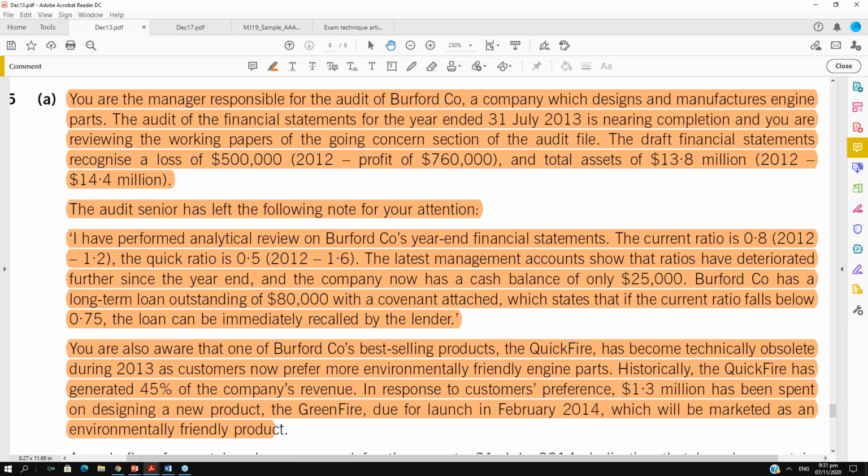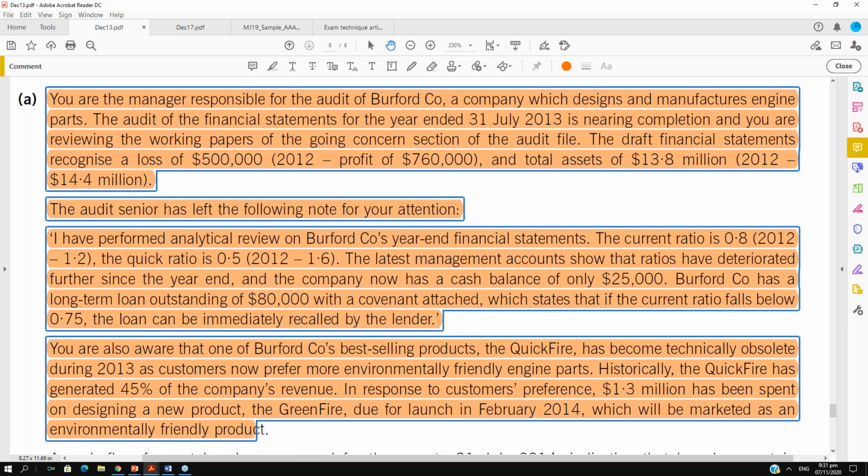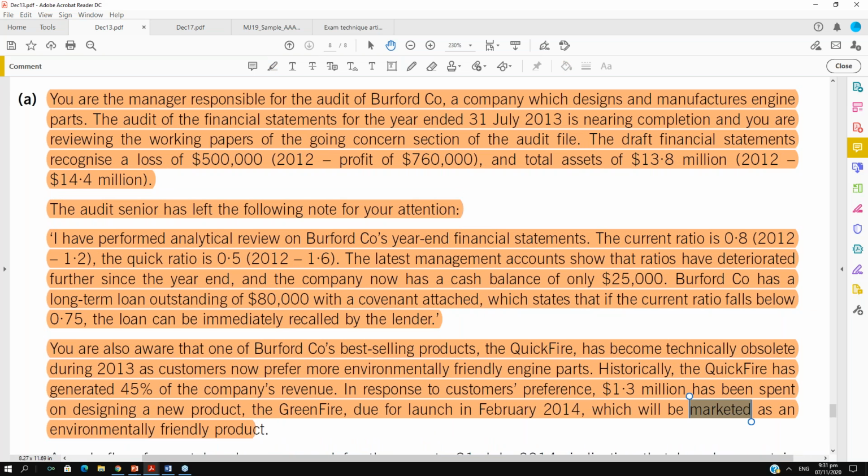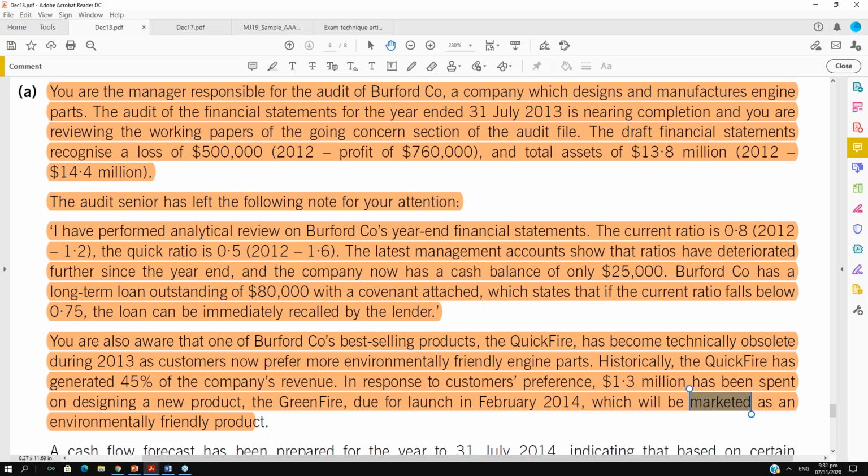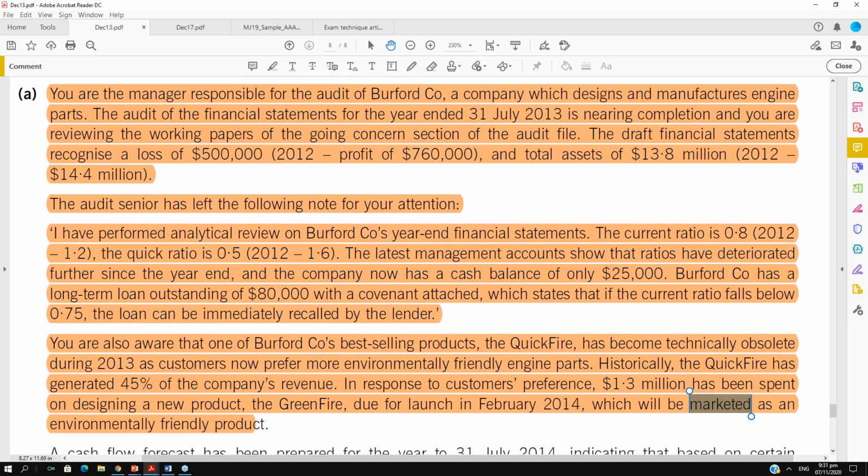I'm giving you 5 minutes. After the 5 minutes, you should have identified 3 matters which may cast doubt on the going concern status of Burford. Your time starts now. And after 3 to 4 minutes, I'll ask you whether you are done with it. Start.